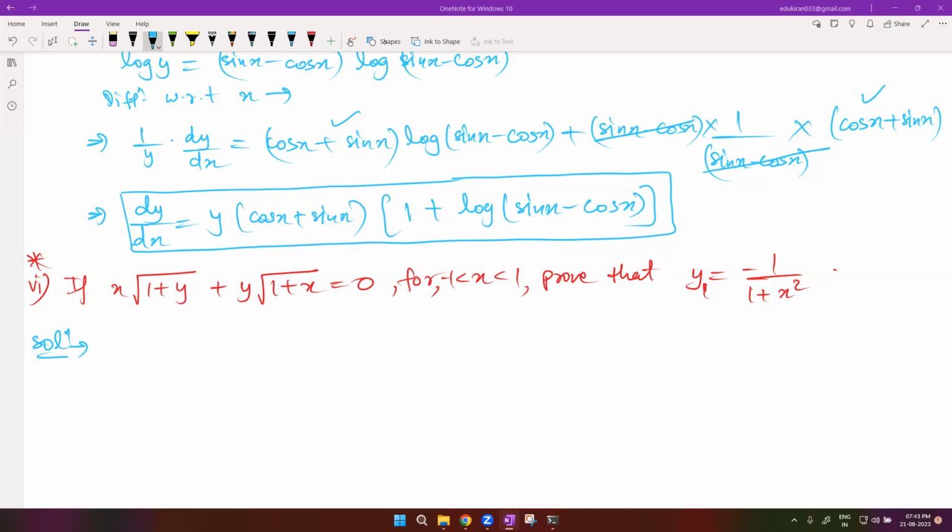Now, how can we do that? We can first of all make this equation easier by taking one term to the right hand side and then squaring both sides. We can square and reduce the equation a little, and directly go for differentiation from this part. So x into root over 1 plus y is equal to minus y into root over 1 plus x. Let's square both the sides.